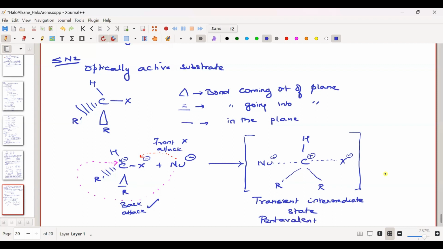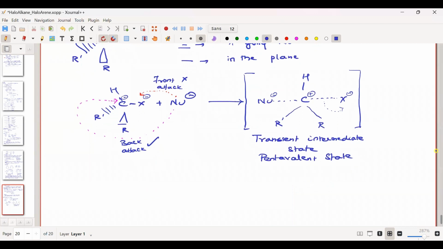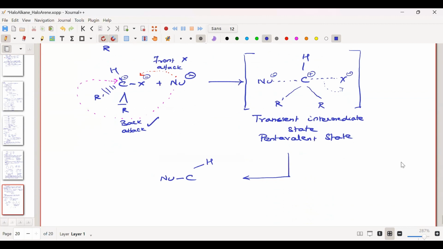It has 5 valences. Then immediately X takes these electrons and leaves. X goes outside. What happens after X goes away? The carbon is here, the hydrogen is here, the nucleophile has added here, and you have your R here and your R dash here. Now this is your final product.